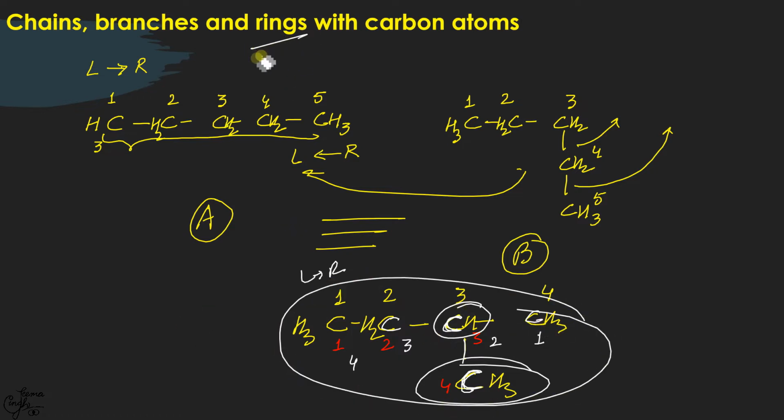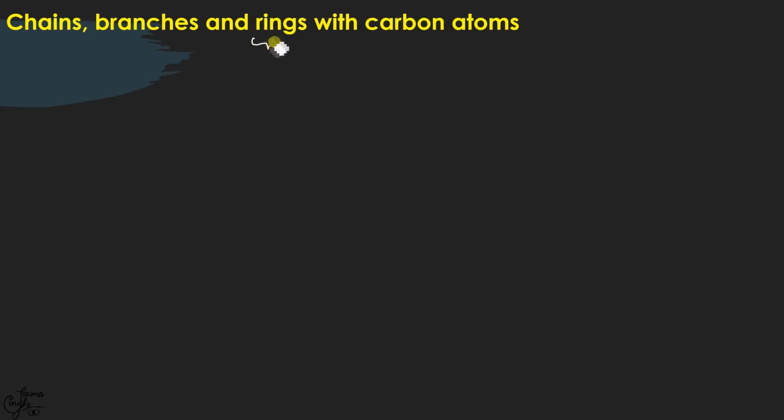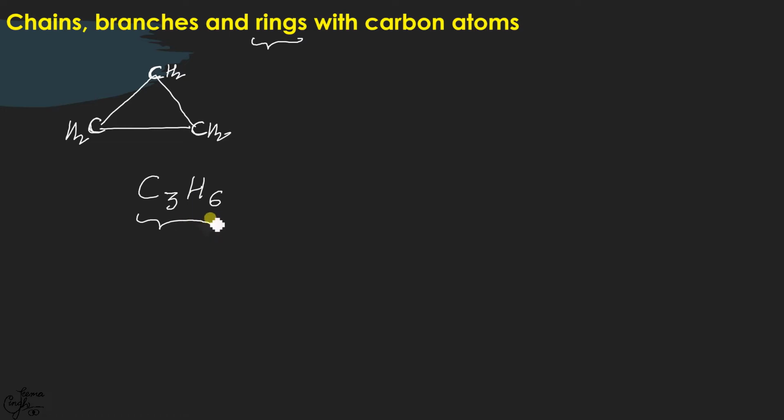Coming on to the last part, rings. Now for rings to happen, rings are what? Closed structures. If you want the simplest possible closed structure, how many minimum points should you have? 3. That means you should have 3 carbon atoms as a minimum so that you can get a closed structure, also called a ring. Let me satisfy the valency. CH2, CH2 and CH2. So this becomes C3H6.